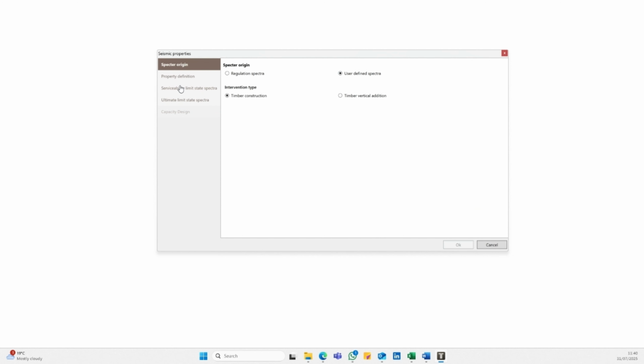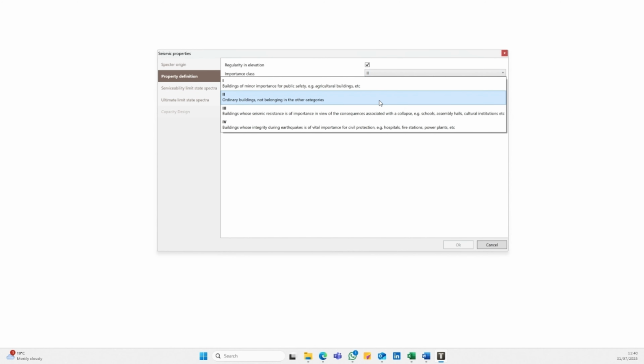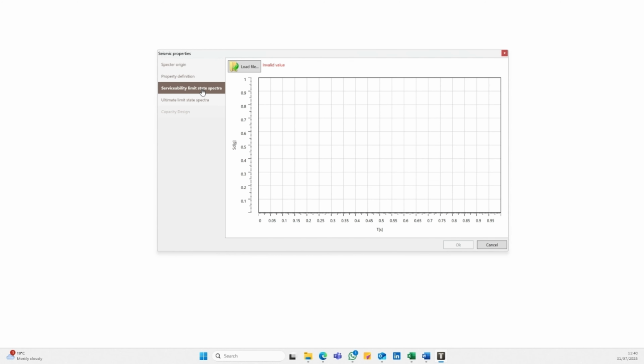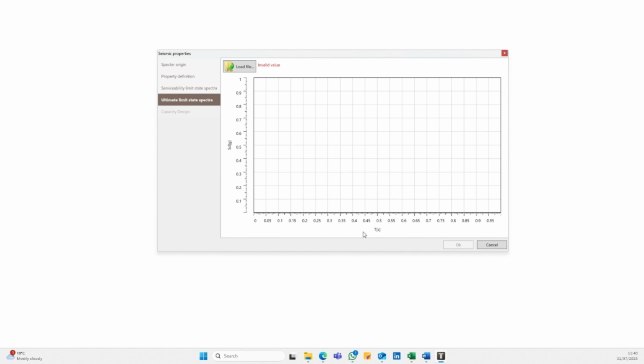For a user-defined spectrum, set the following properties: regularity in elevation indicates structural uniformity, importance class reflects building criticality, e.g., high for hospitals, and ductility class defines deformation capacity, e.g., DCL for ductile structures. Additionally, import the SD versus T file, which provides spectral displacement, SD, versus period, T, data, covering both serviceability limit state, SLS, spectra, for normal use conditions, and ultimate limit state, ULS, spectra, for maximum safety design.